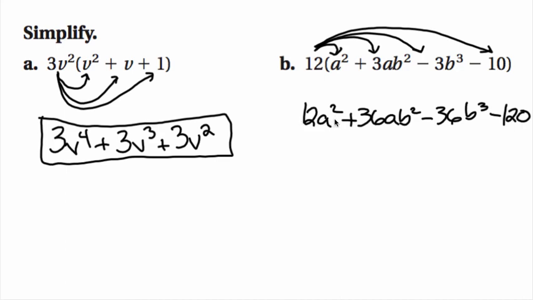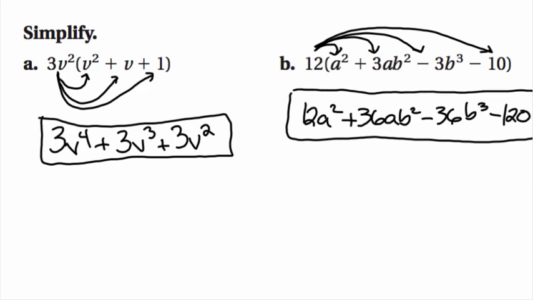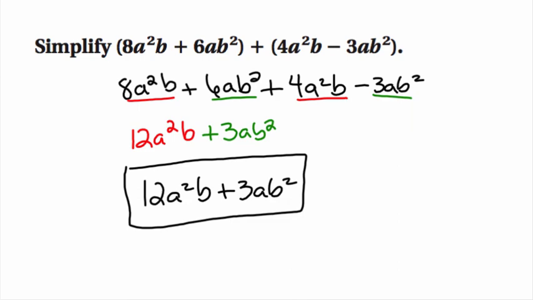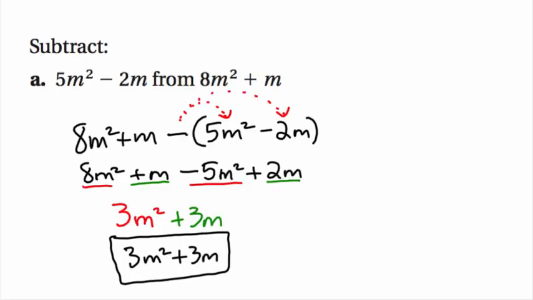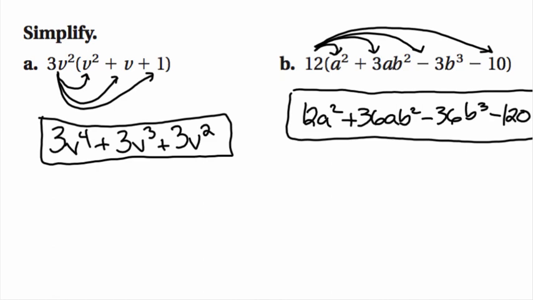Now I check to see if I have any like terms. A squared, ab squared, and b cubed. None of those are like, and the 120 doesn't have any variables, so none of those are like each other, so I'm looking at my answer. So, that is how you add two different polynomials, subtract two different polynomials, and then multiply by a monomial.